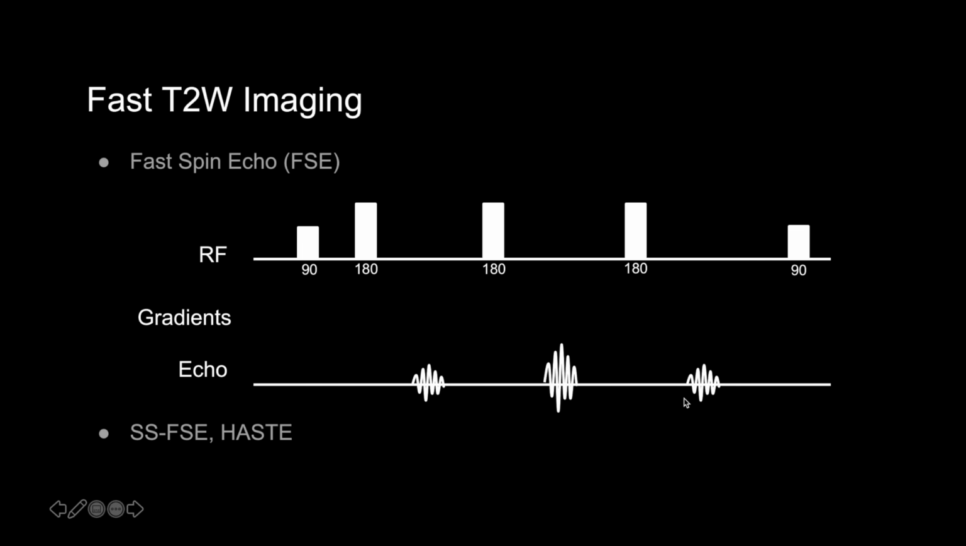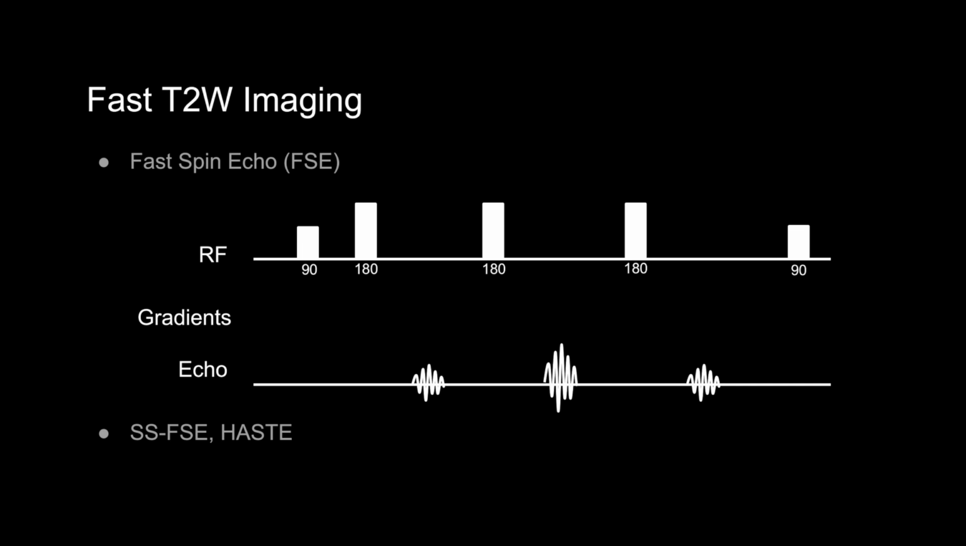And so that's all that's meant by a single shot fast spin echo, or SSFSE, that you'll see in your abdominal MRI protocols. HASTE is essentially the same thing. HA stands for half Fourier transform. Again, it's just another way to make the sequence faster. And STE stands for single shot turbo spin echo, and turbo spin echo is essentially the same thing as fast spin echo, depending on the vendor.